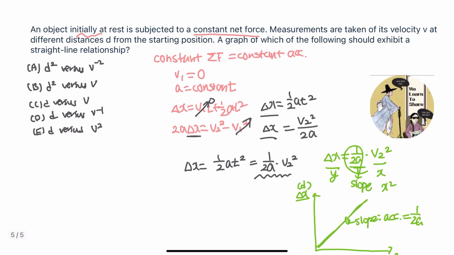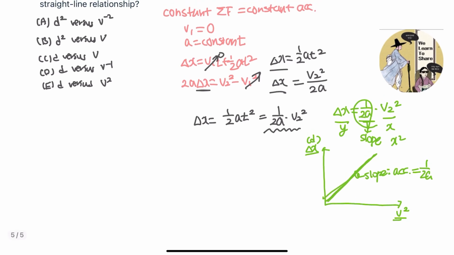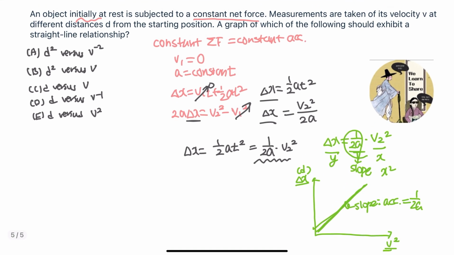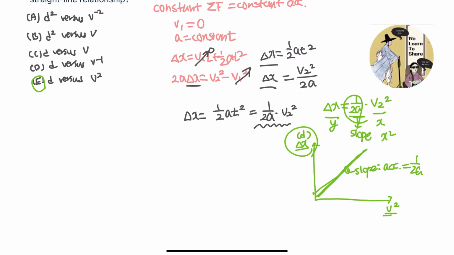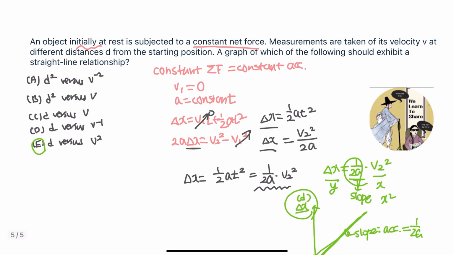Right, and so the answer over here that exhibits a straight line relationship like this would be E, D versus v squared. And this would be the end of the video, and thanks for watching.